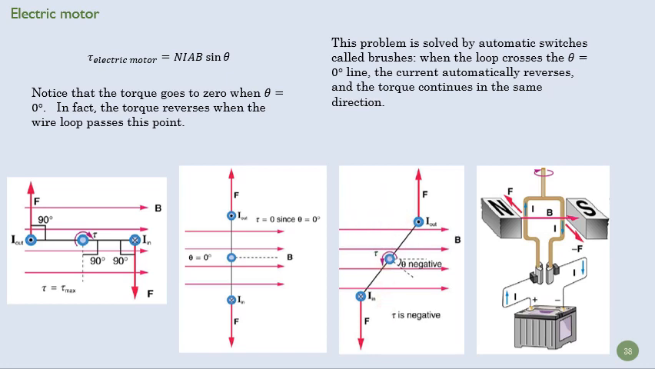Okay, so the way that that's fixed is by using what are called brushes to allow that current to change direction. So as soon as it gets to this point, the current will actually change direction, and then the forces will continue to try to move the loop in the same direction. And you can see that it's actually a really nice image here. You can see how as it turns, it would get disconnected and the current would stop, and then it would connect again and the current would go in the opposite direction.